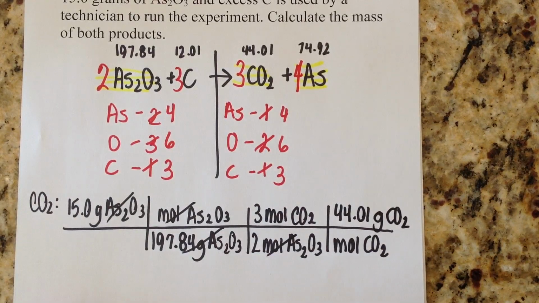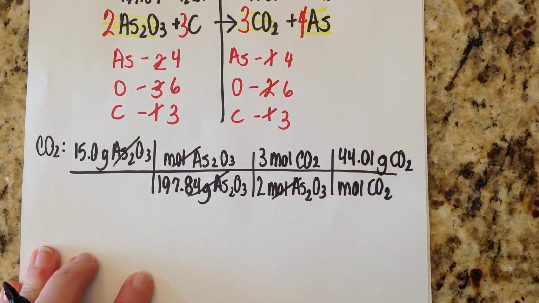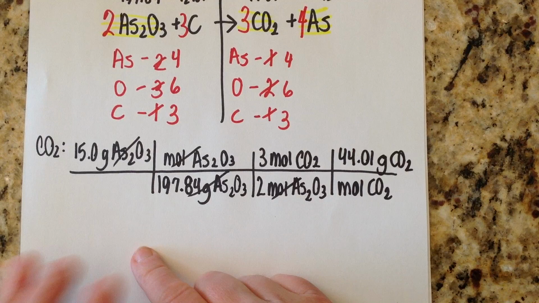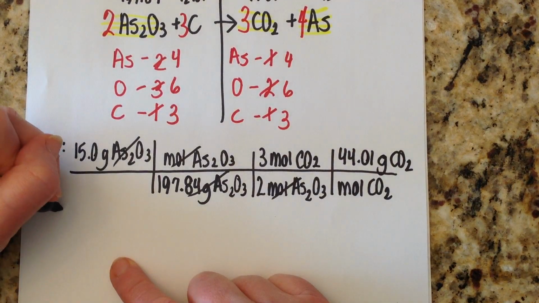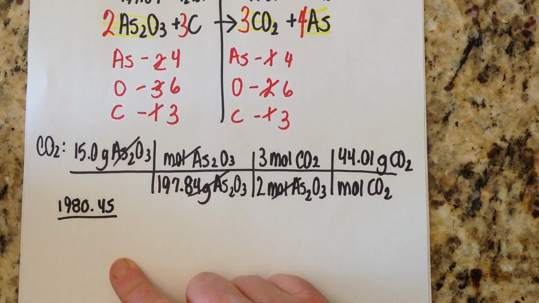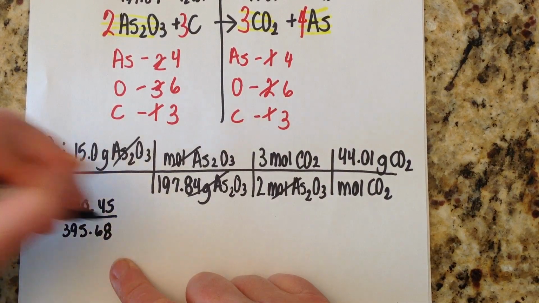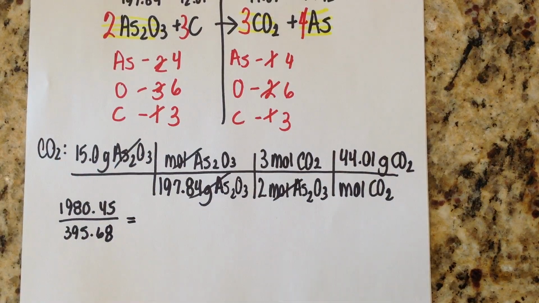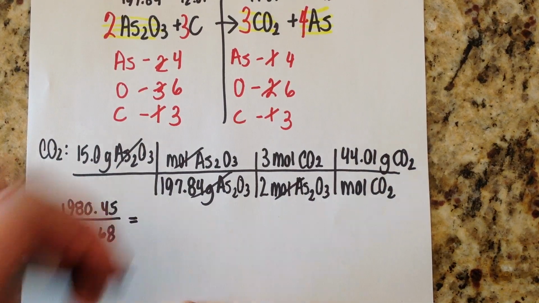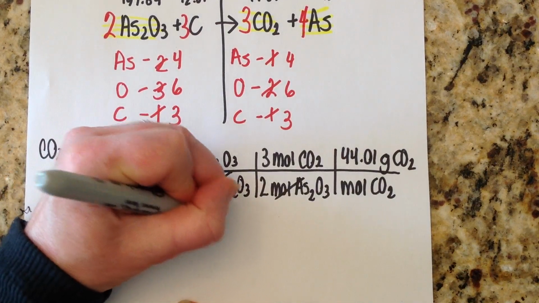So what I'm going to do is multiply everything on the top together, write it down, multiply everything on the bottom together, and write it down. And when I do that, I'm getting 1980.45, that was the top, divided by 395.68, that was the bottom. So my total mass of carbon dioxide is 5.01 grams. Not very much.